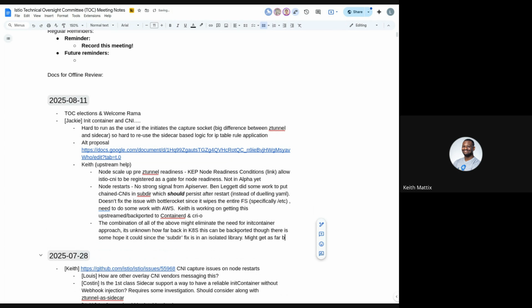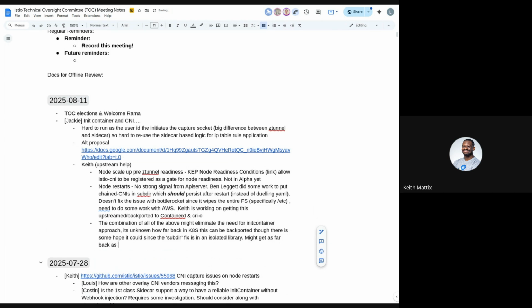To be clear, I think we still probably want the init container fix, but for users who want that clean ambient experience without init containers, I think this would be preferable for newer versions, assuming I can get the backports to these Kubernetes versions and Containerd versions.